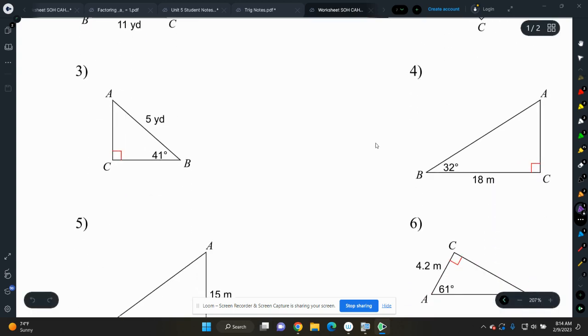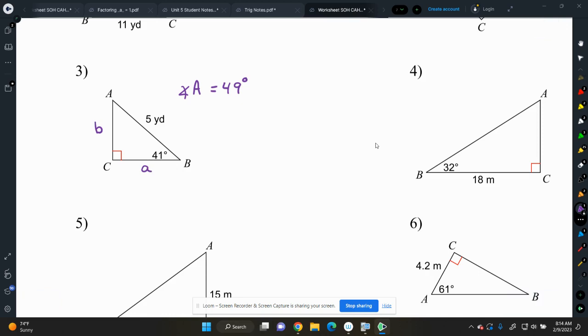So we have to find the remaining angles first, all right? So I'm going to just say angle A is equal to 90 minus 41, which is 49 degrees. We good with that? Yeah. Okay. I'm going to call this side A, and this is side B.